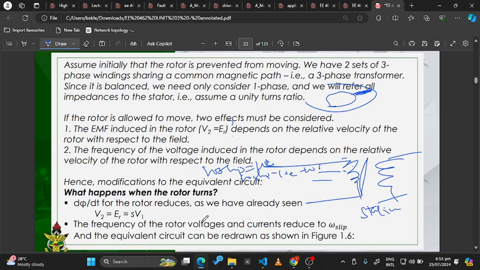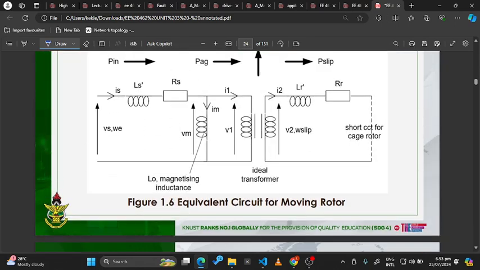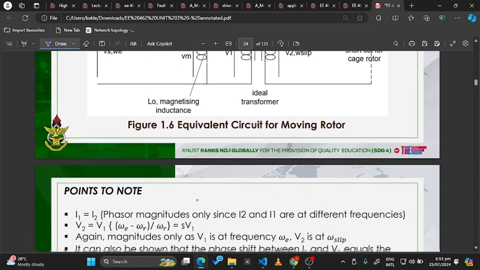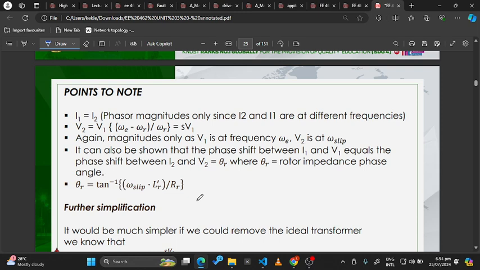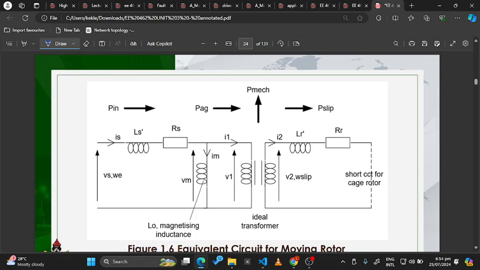Okay, so now let's get into the analysis stage. Yes, already talked about this. So now we have our equivalent circuit. Let's see what happens. Okay, so again, the magnitudes only. So I1 is equal to I2. The I1 is here. This current here, I2 here, the magnitude of I2 is equal to the magnitude of I1.